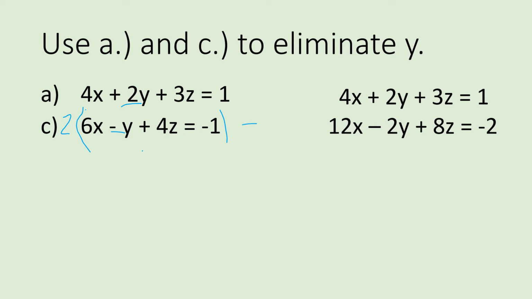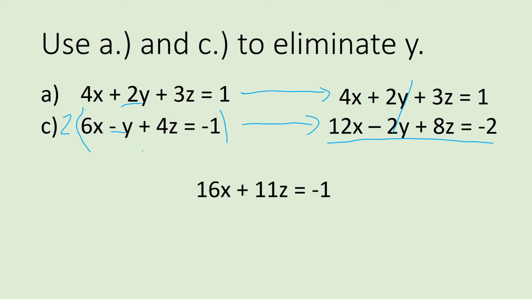Okay, so this equation on the bottom times 2 turns into 12x minus 2y plus 8z equals negative 2. Okay, top equation I haven't changed, I've just copied it over. Right, now we're doing what we did in the last section. We're just going to add these together so the y's cancel out, and we're left with this equation. 16x plus 11z equals negative 1.